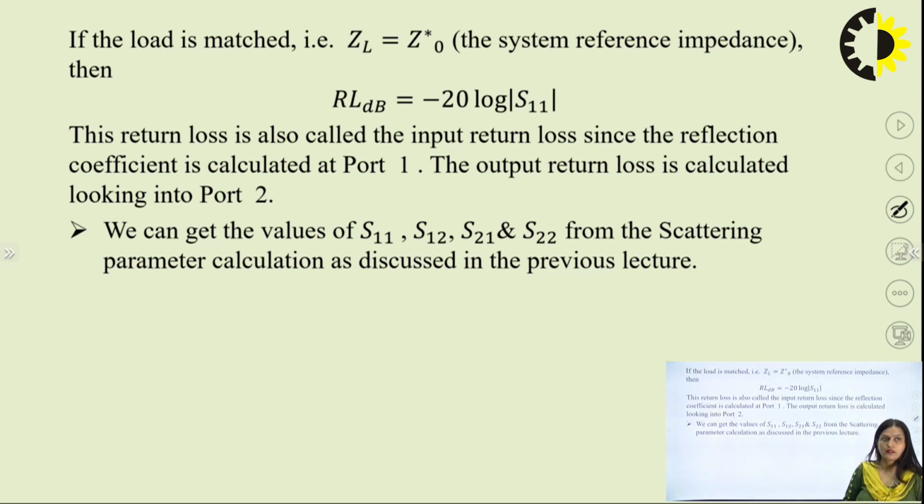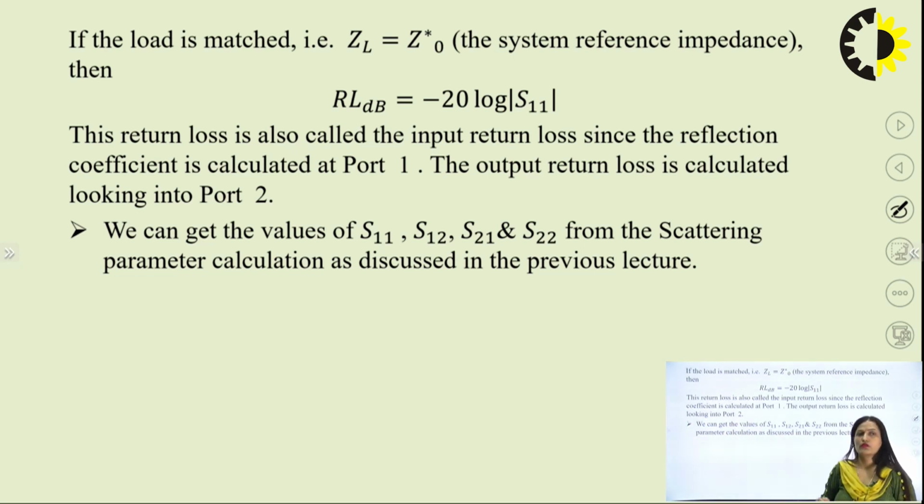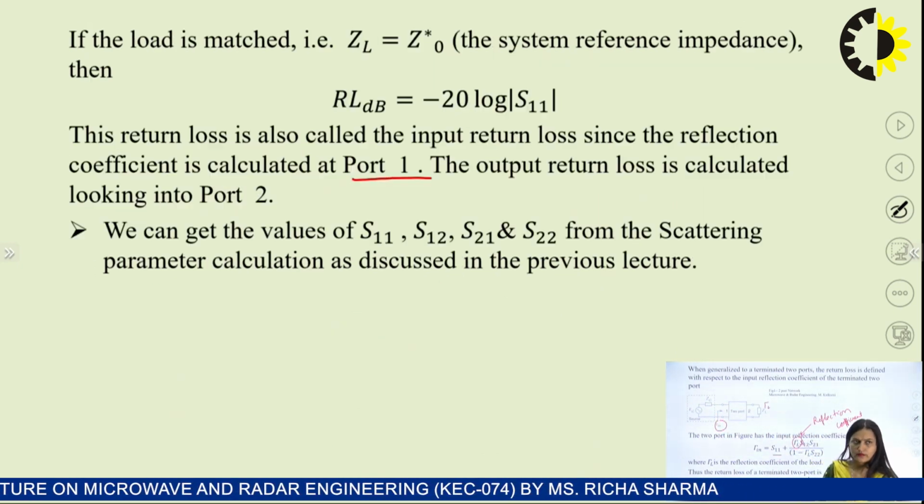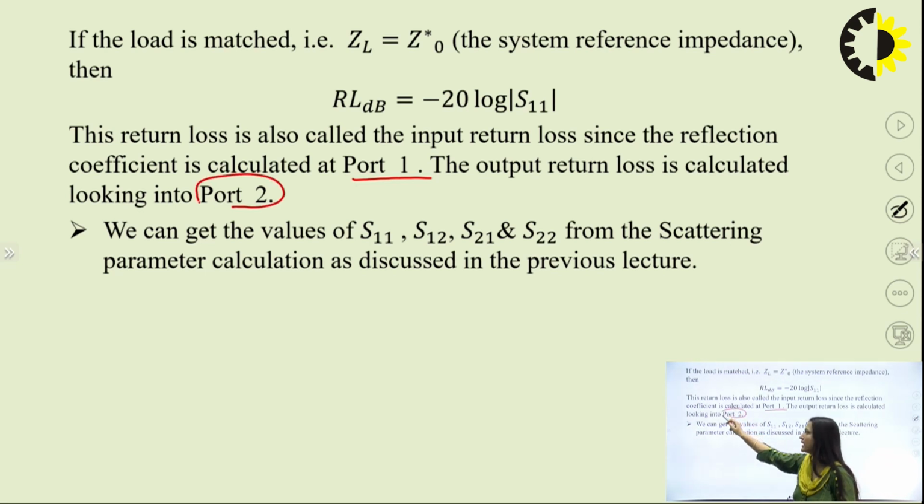So see here, if your ZL and Z naught are the same, this factor will become 1, and it comes out to be minus 20 log S11. This return loss is also called the input return loss, since the reflection coefficient is calculated at port 1. The output return loss is calculated looking into port 2 in the reverse direction. We can get the values of S11, S21, S12, S22 from the scattering parameters and calculation as discussed in the previous lectures.